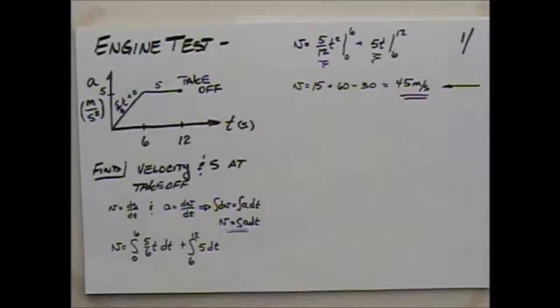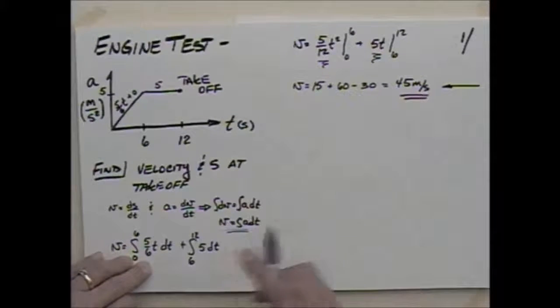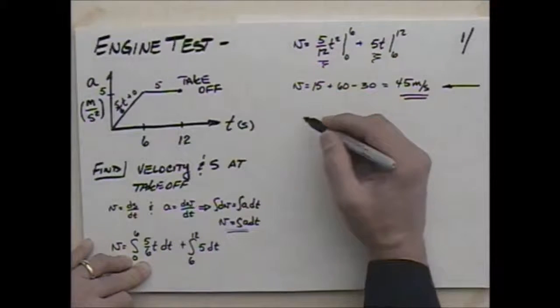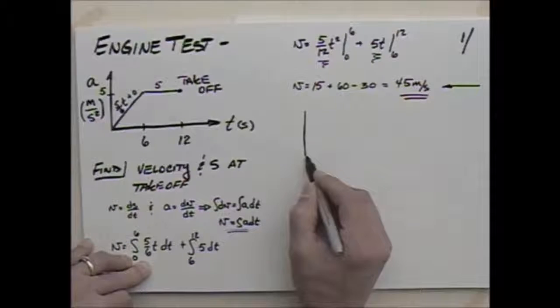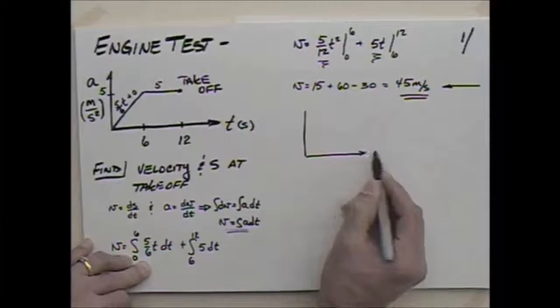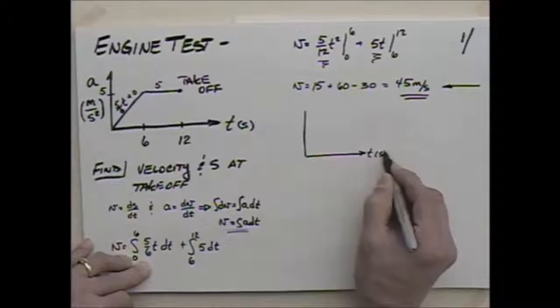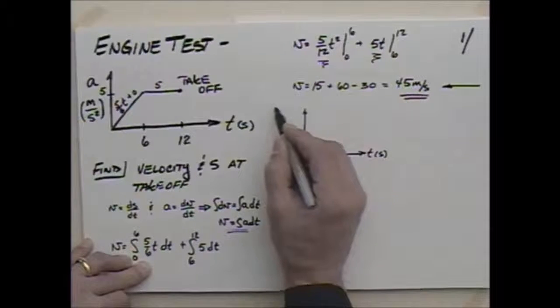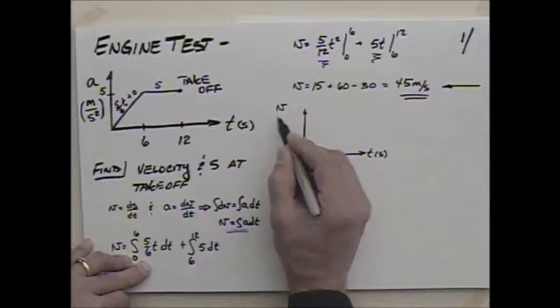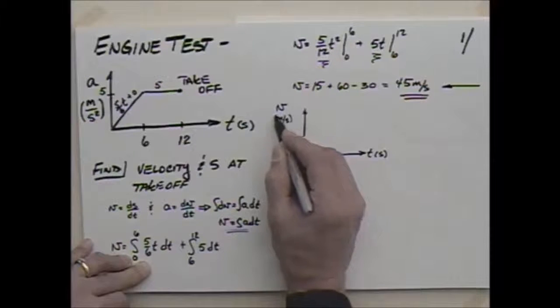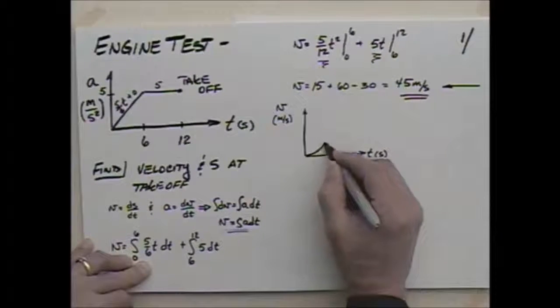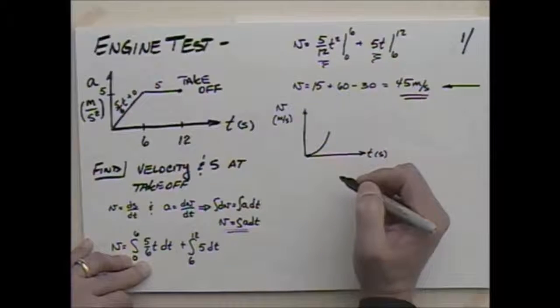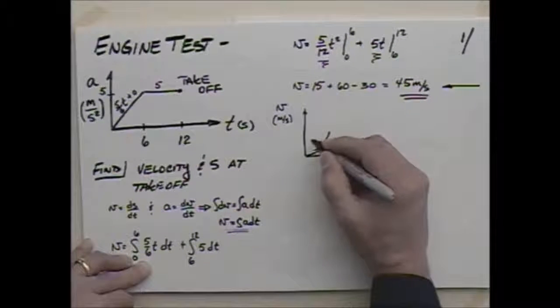Now, before we go on and look at the displacement, or the distance at takeoff, it might be worth drawing a curve of this thing and looking at those equations that we had up there for the velocity. So we'll talk about time here in seconds. We'll talk about velocity here in meters per second. And if I were to plot these two things, I'd have something that would look like this. Okay, that's the equation (5/12)t².